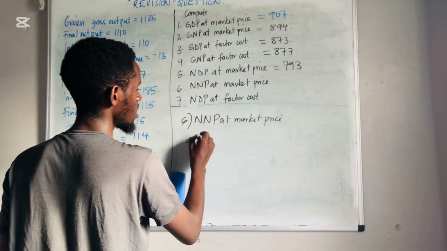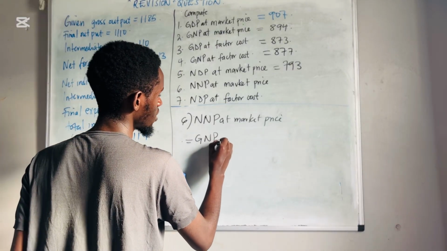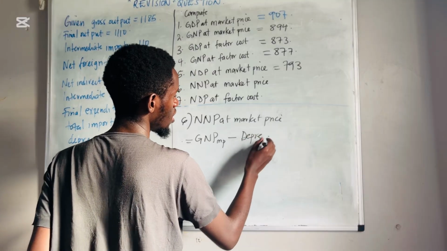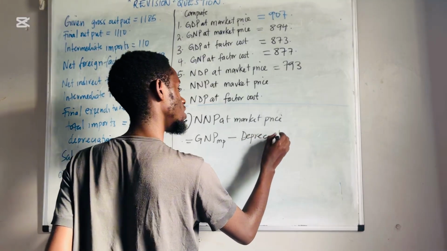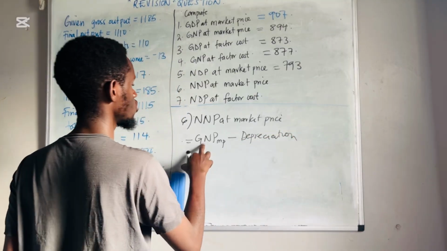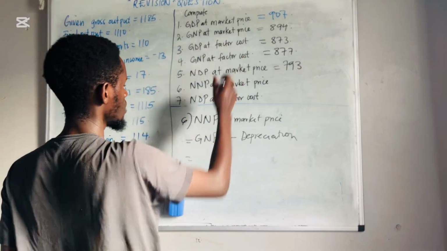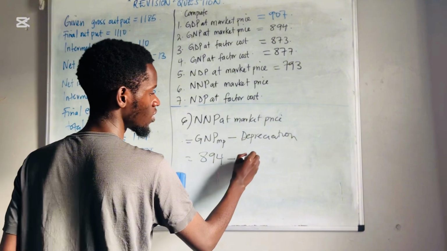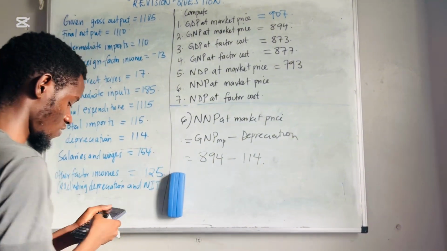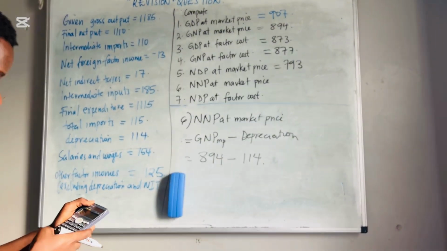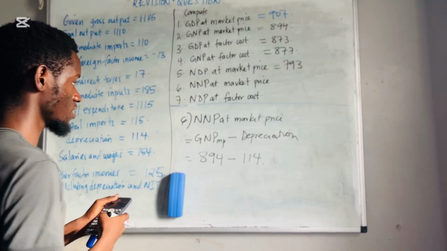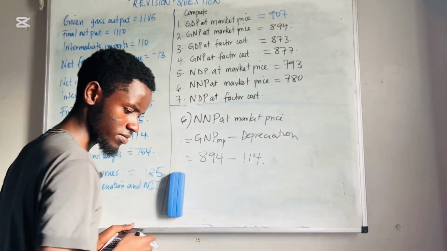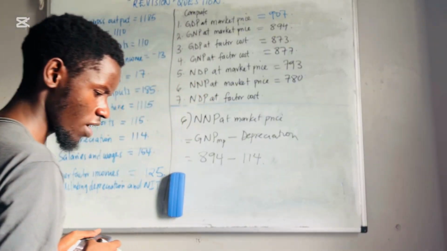But we already have that. Now we're coming from net. We're coming from net national product. It's the same as having gross national product at market price minus depreciation again. Gross national product is 894, minus depreciation, which is 114. Then we get our answer as easy as that. Members, let us press the calculators and we have the answer. Our answer was 780, as that is the answer for that part.